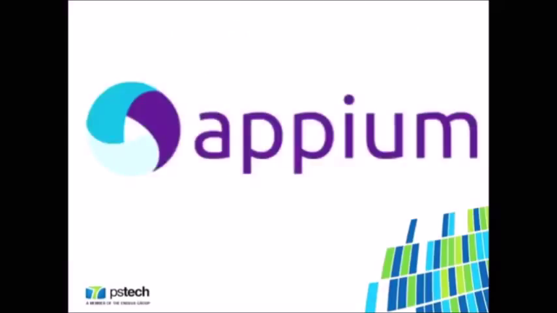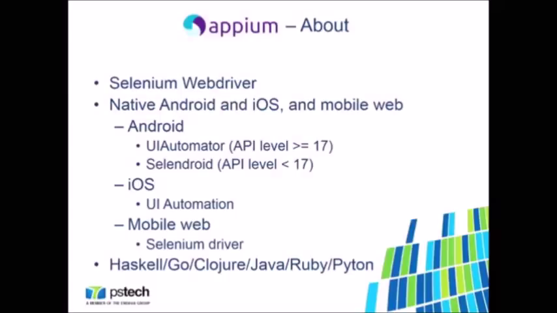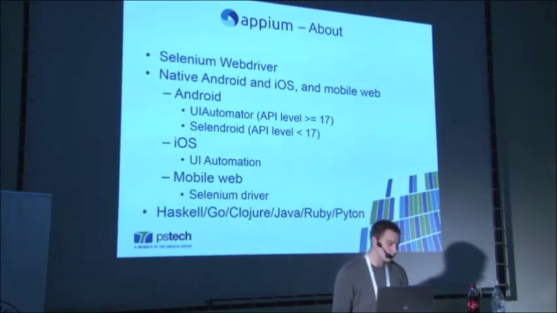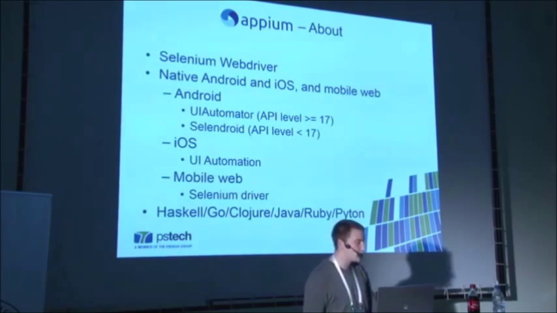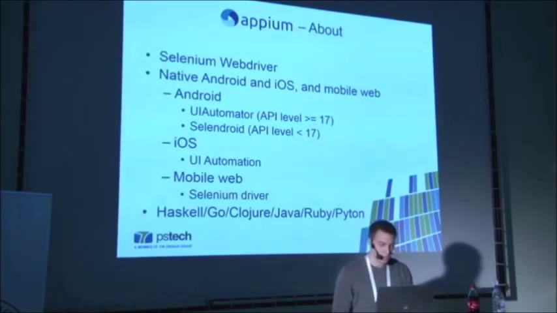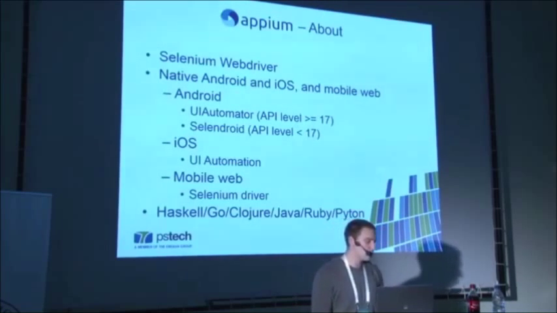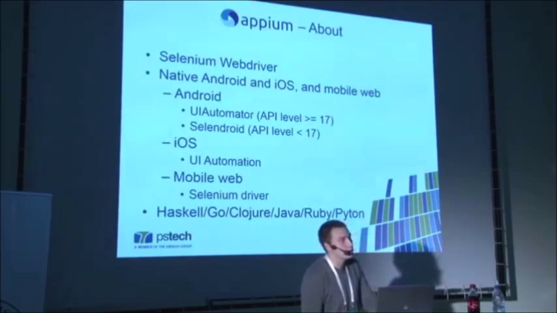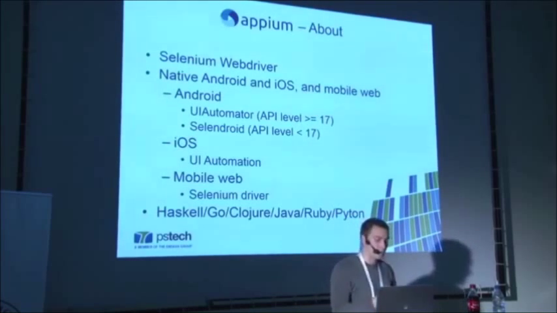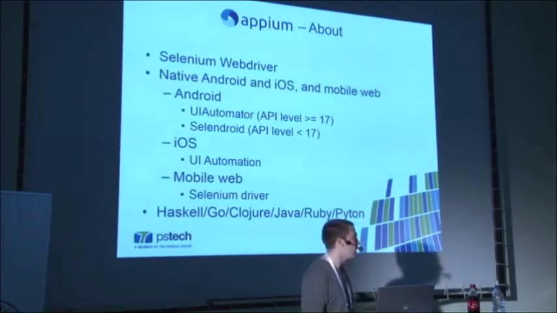Moving to Appium. Appium is using Selenium WebDriver for writing the tests. It has support for native Android and iOS applications, and also for mobile web. In the specific case of Android, it uses UI Automator for API level greater than or equal to 17 and Selendroid for API level lower than 17. For iOS, it uses UI Automation, and for mobile web, it uses Selenium driver. Its power is that you can write your own scripts in almost any programming language that exists, like Haskell, Go, Clojure, Java, Ruby, Python, whatever you like.